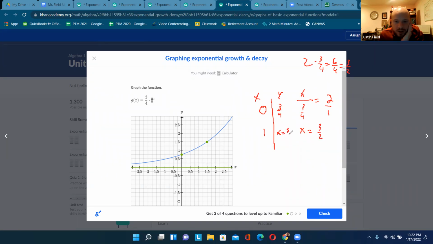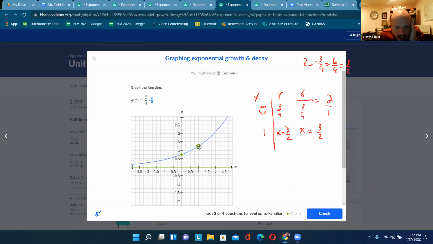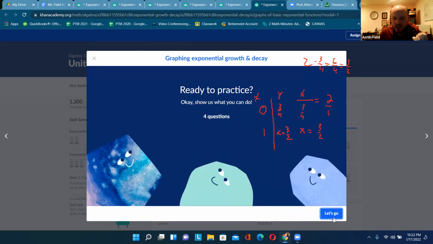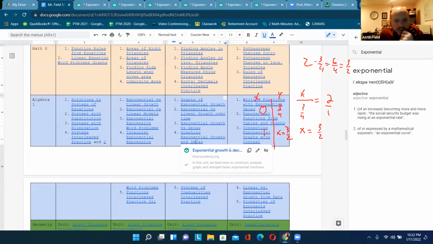So 1, 3/2. Can I graph 3/2 on this thing? Let's see. 1. Hey, 3/2. 1.5. All right. So figure out the y-intercept, use some cross multiplication, and then figure out your second y value. See if you can do that. If you can't, put it in the red section. We'll do it together. Okay, graphing exponential growth and decay. Did I just do 4 problems?